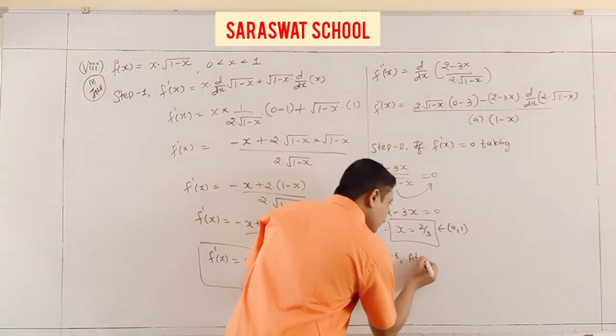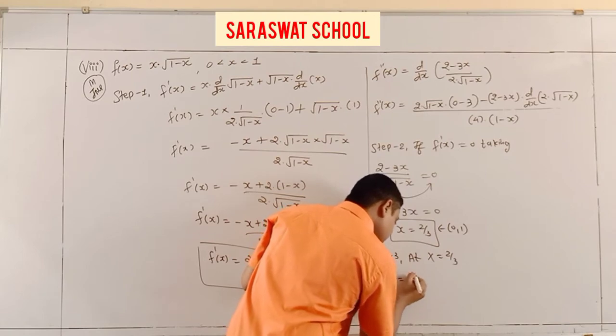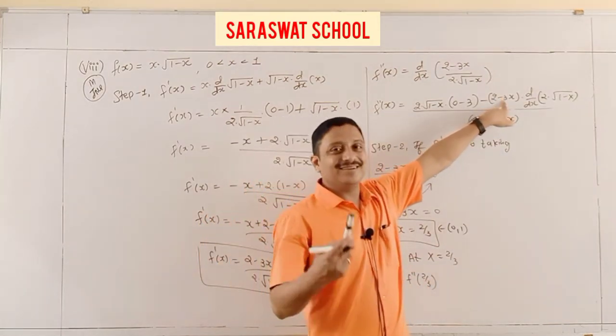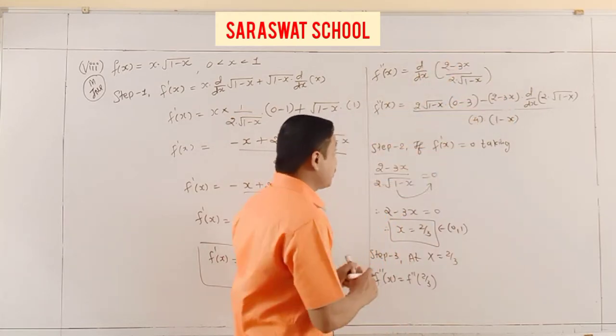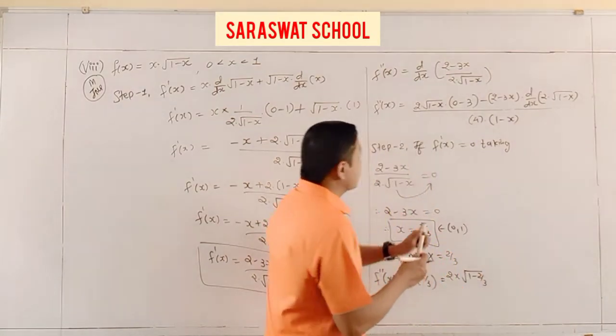And checking x is equal to 2/3. f double dash x. Students, this is f double dash x of 3. If you put it here, it is 0. Only you know this number. So I just operate my data: 2 under root 1 minus 2/3. Here put it up.